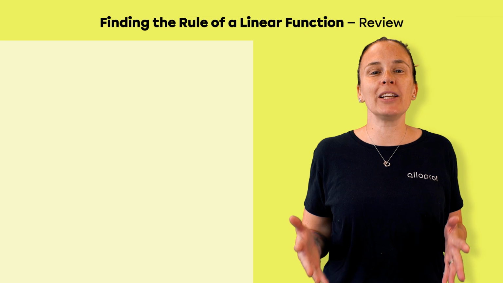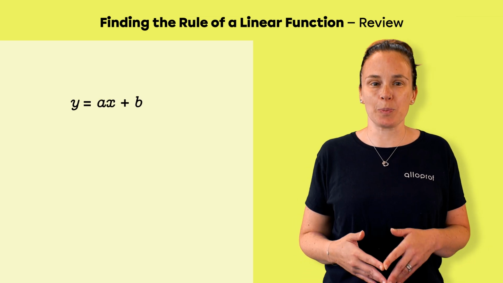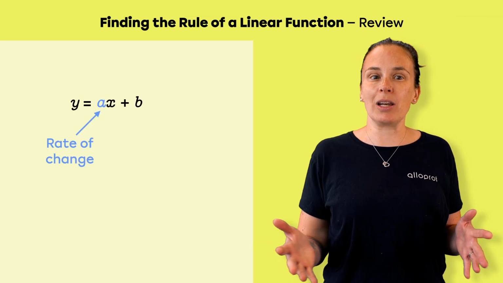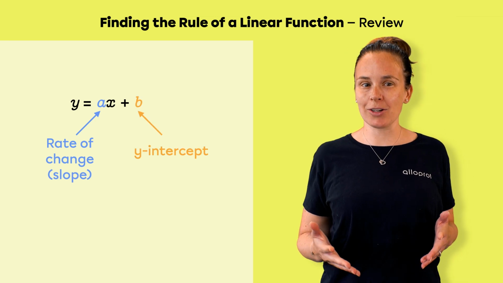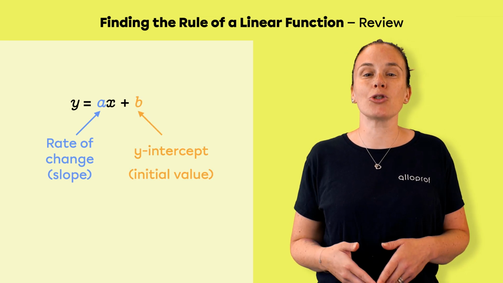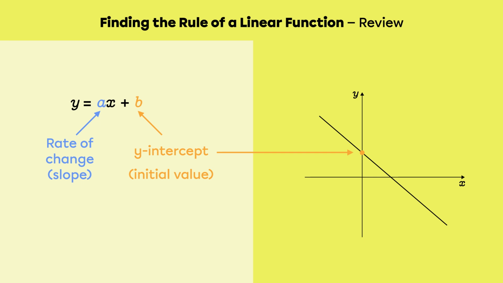The equation of a linear function is y equals ax plus b. Parameter a is the rate of change, also known as the slope. Parameter b is the y-intercept, also referred to as the initial value. This is the point where the line intersects the y-axis. To find the rule of a line, we need to find the values of a and b.